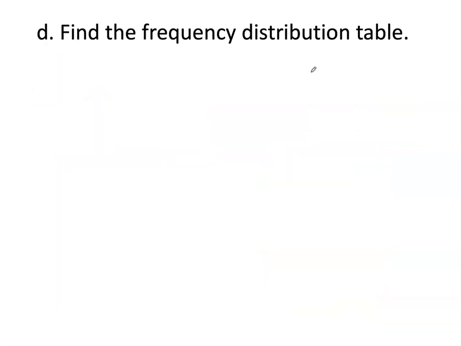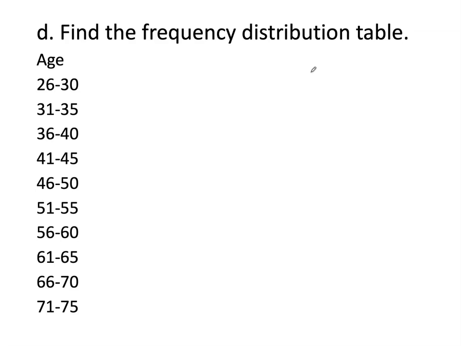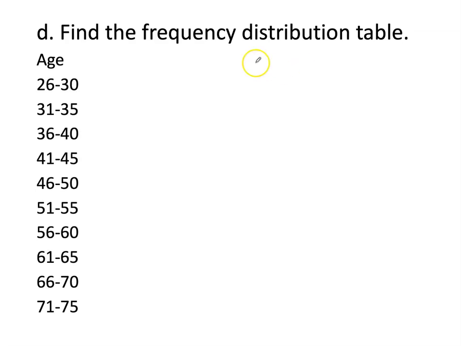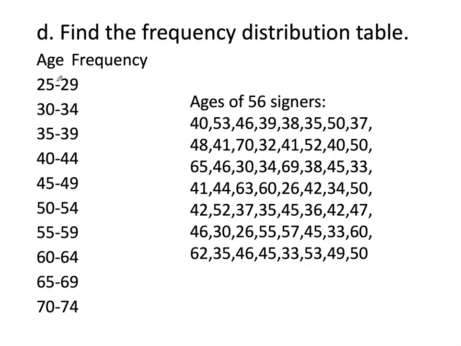Okay, let's find the frequency distribution table. So here are ages 26 to 30, 31 to 35, 36 to 40. I'm going to be honest with you, I don't want to deal with 26 to 30 and 31 to 35. I'd like all the 30s to be in separate classes. So I set it up this way: 25 to 29, 30 to 34, and 35 to 39. Maybe I'm just particular in that way. So I slightly adjusted it, but don't do it my way. Do it the way the book does it. I'm just doing it this way because I just felt like it.